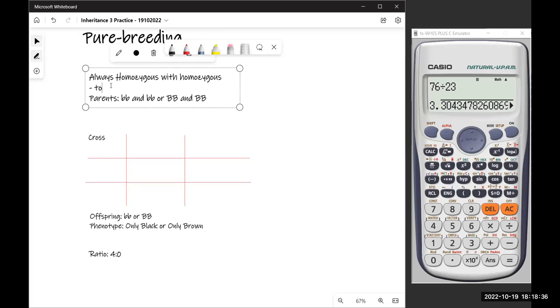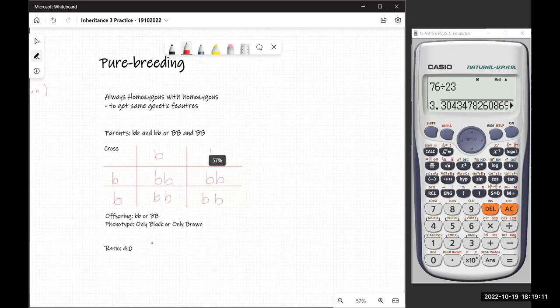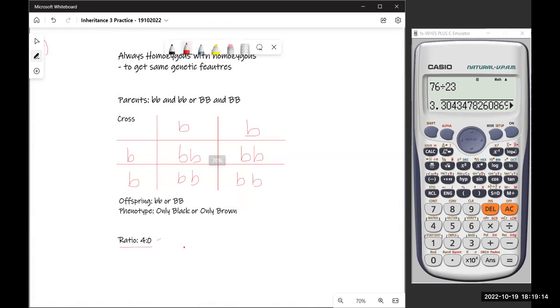You get the same genetic features. That's obviously clear. If I want the same genetic features, I'll have to take the same kind of all of these, right? Same kinds. And if I take same kinds, then I'll get the same kind of alleles, same kind of offsprings. Again, 4:0. But this is always, okay?